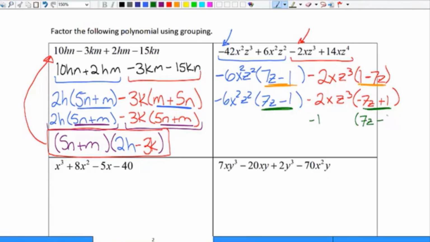Positive 1 divided by negative 1 is negative 1. Now I still have that being multiplied by all of the other red terms, which really gets me a negative times a negative, or a positive 2x z cubed. And the blue stays the same.